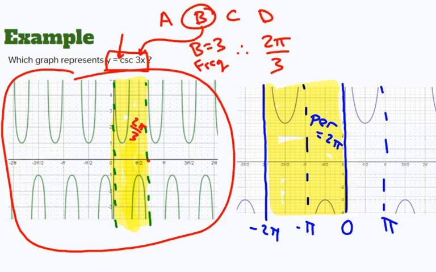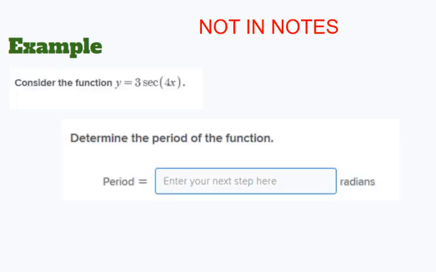Questions? Here, what's the period of this? Well, what's my B? The period is determined by my B.